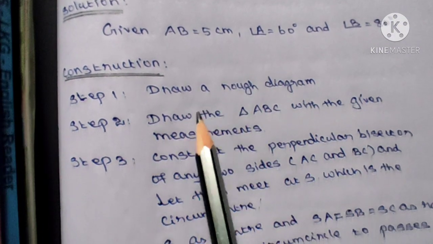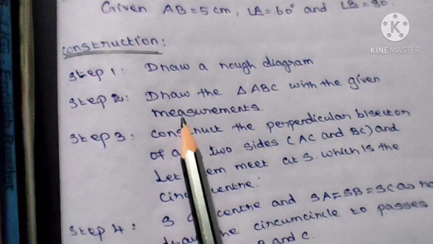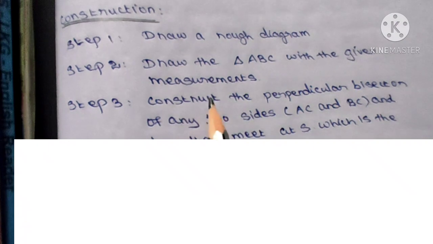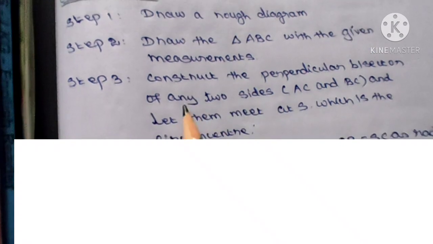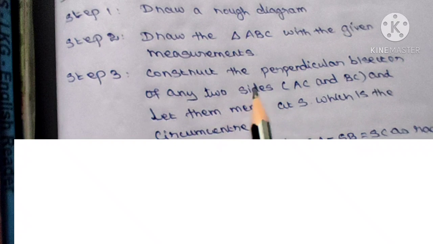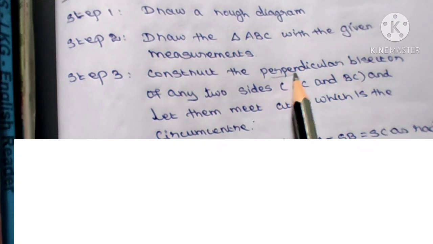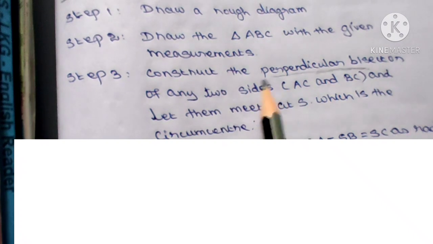Listen to the construction. Step 1. First we use the given measures to draw a rough diagram. Step 2. Draw the triangle ABC with the given measurements. Step 3. Construct the perpendicular bisector of any two sides. You draw a perpendicular bisector. Already you studied perpendicular bisector. Any two sides you select.